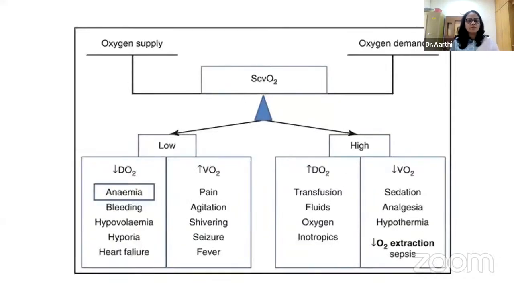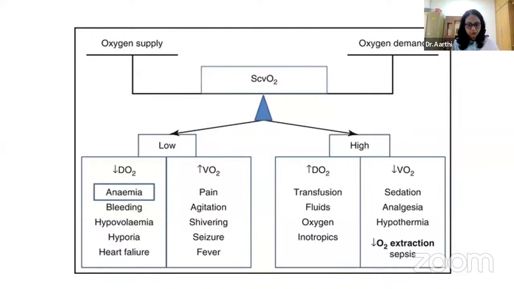So when central venous oxygen saturation is low, it can either be due to a decrease in the delivery or due to an increase in oxygen consumption. Decrease in delivery is secondary to anemia or bleeding, hypovolemia, or heart failure, while increase in oxygen consumption occurs where there is sympathetic overactivity secondary to pain, agitation, shivering, and fever. So all these scenarios will cause a decrease in the central venous oxygen saturation.